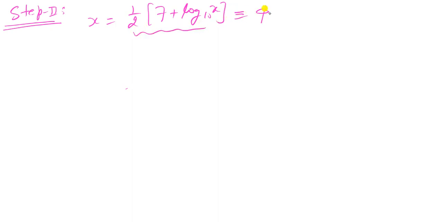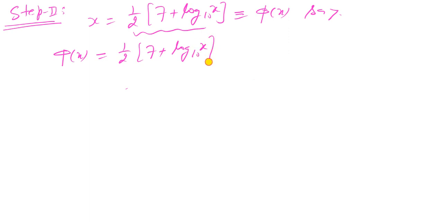In step 2, first of all, we write the given equation f(x) = 0 into the form x = phi of x. So the given equation is written as x = 1 upon 2 (7 plus log x at base 10). Say this value is equal to phi of x. Now here phi of x is equal to 1 upon 2 (7 plus log x at base 10).